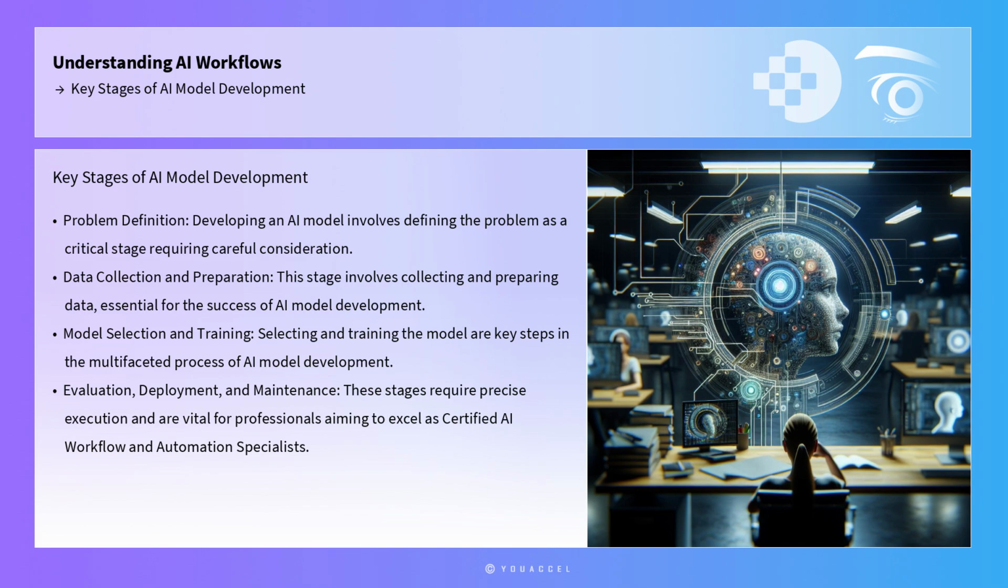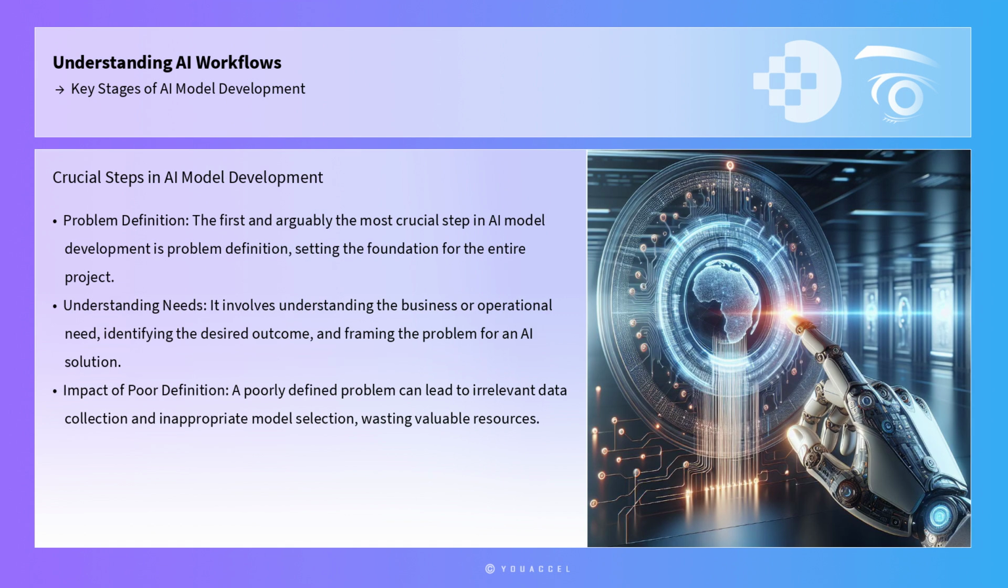Understanding and mastering these stages are essential for professionals seeking to excel as certified AI workflow and automation specialists. The first and arguably the most crucial step in AI model development is problem definition. A well-defined problem sets the foundation for the entire project, guiding the choice of data, model, and evaluation metrics. It involves understanding the business or operational need, identifying the desired outcome, and framing the problem in a way that is amenable to an AI solution.